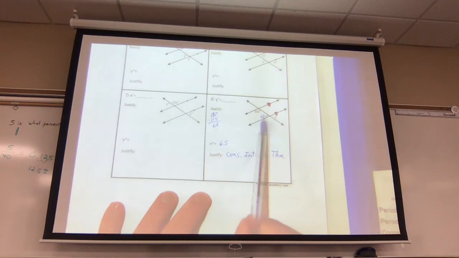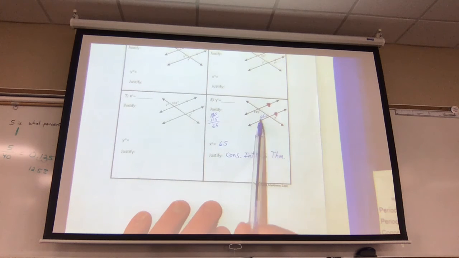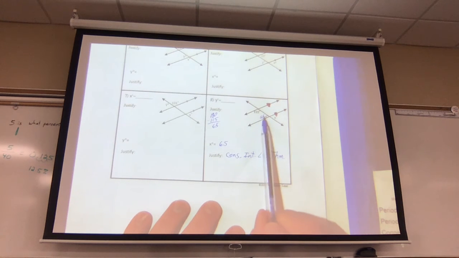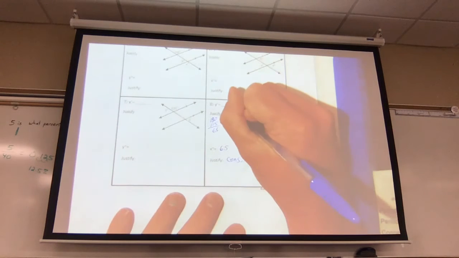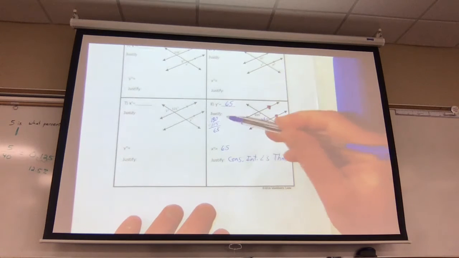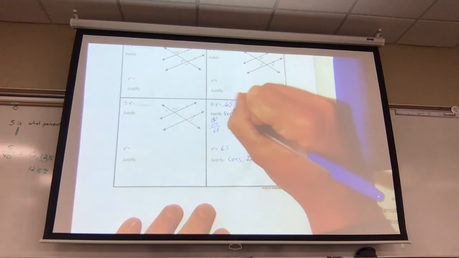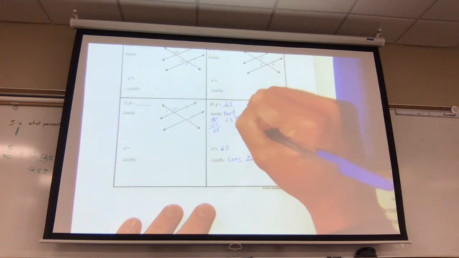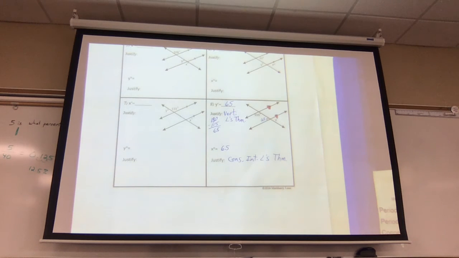X and y are vertical angles. And we know vertical angles are always congruent. So if x is 65, y has to be 65. And then my reason for that would be the vertical angles theorem. Back in chapter 2, we said anytime angles are vertical, they will be congruent to each other.